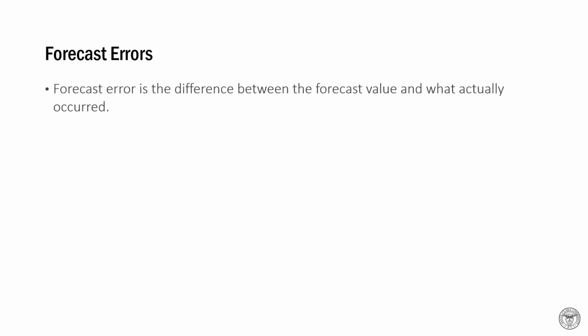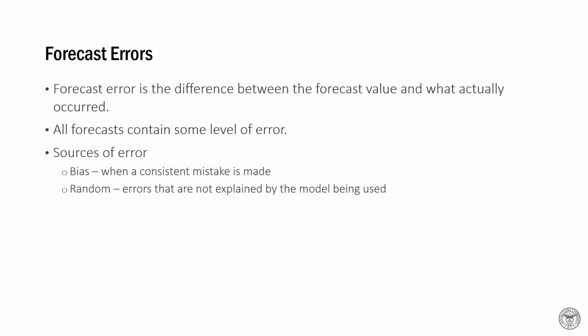We now delve into the topic of forecasting errors, a key concept used in refining and selecting superior forecasting models. A forecast error is defined as the difference between the forecasted value and the actual outcome. It is important to note that all forecasts inevitably embody some level of error. The sources of these errors primarily stem from two aspects: bias, which is a persistent mistake made throughout the forecast, and random errors, which are discrepancies not captured or explained by the model being used.